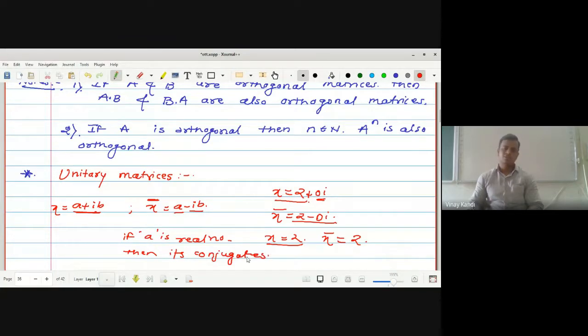The point is, if a is your real number, then what will its conjugate be? Itself. If x is equal to a, then x bar is equal to a again. If x is equal to a plus ib, then x bar is equal to a minus ib. Is the concept clear here?